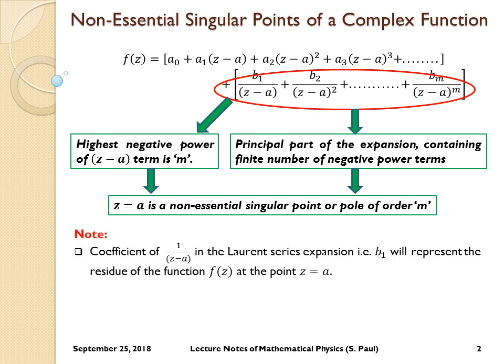Now, two important points about a non-essential singular point of a complex function. First one, how do we calculate the residue of the function at the singular point z equal to a? The answer is the coefficient of 1 upon z minus a in the Laurent series expansion, that is b1, will represent the residue of the function f of z at the singular point z equal to a.